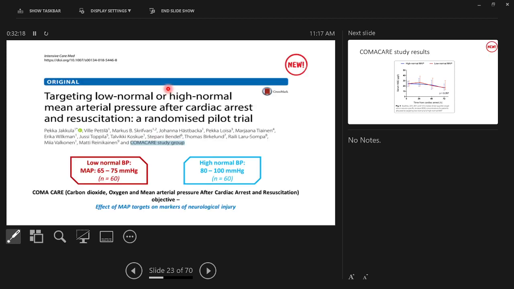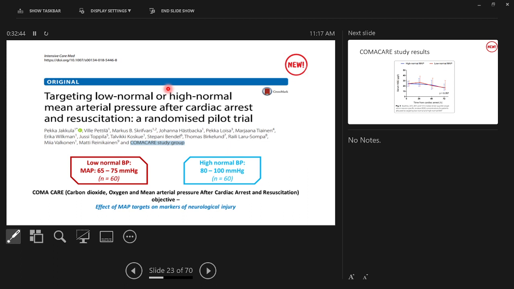Then there are multiple studies by the Coma Care study group. They focus on targeting a normal or high normal mean arterial pressure after cardiac arrest. They want to find if there is any benefit of a high normal mean arterial pressure for neurological outcome. In this study they take normal BP as a MAP of 65 to 75 millimeter mercury and high normal BP as a MAP of 80 to 100 millimeter mercury.